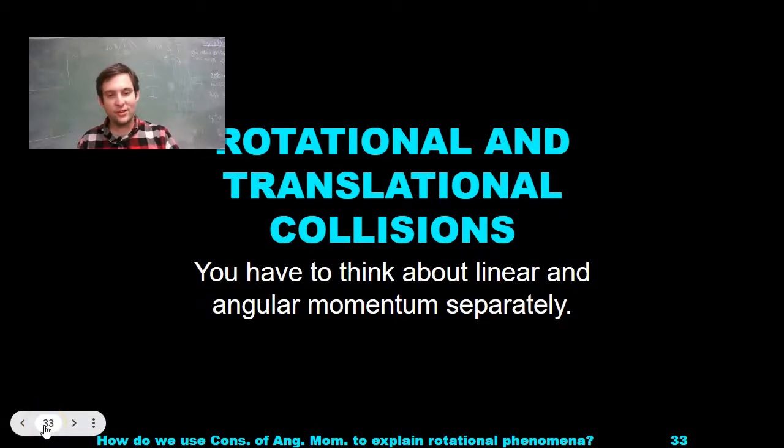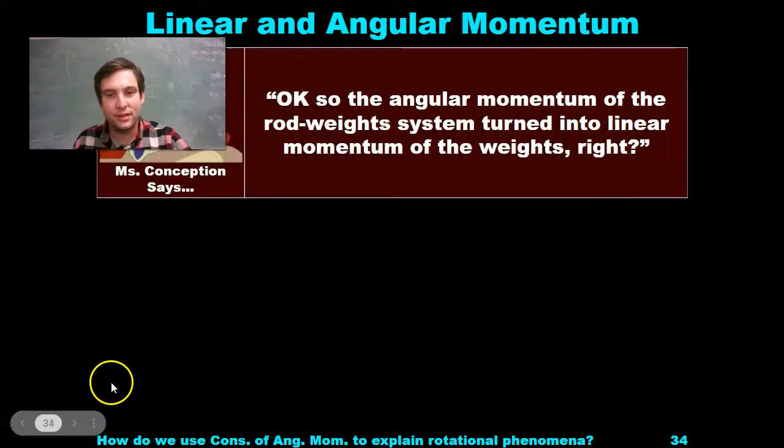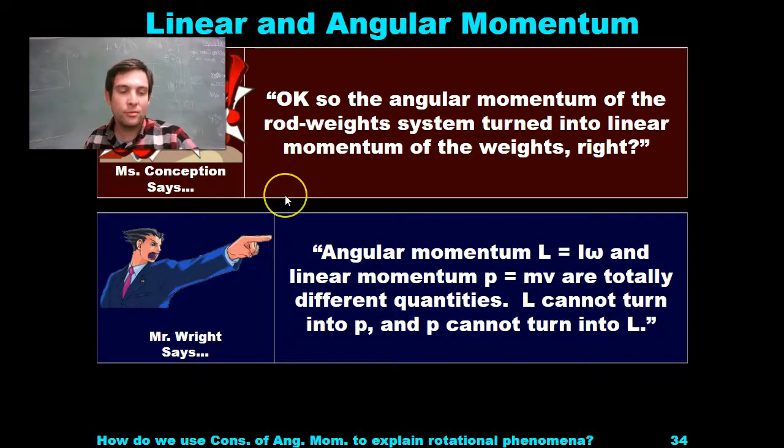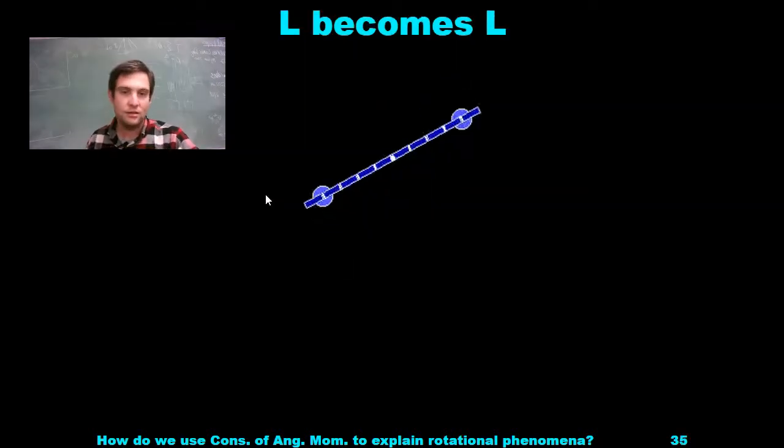Rotational and translational collisions: you have to think about linear and angular momentum separately. Okay, so the angular momentum of the rod weights system turned into linear momentum of the weights, right? Referencing the last example. Angular momentum L equals I times omega, and linear momentum P equals mv are totally different quantities. L cannot turn into P, and P cannot turn into L.